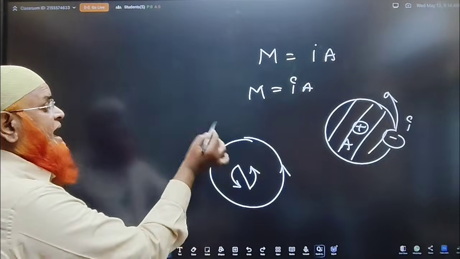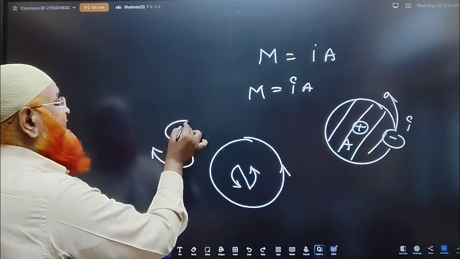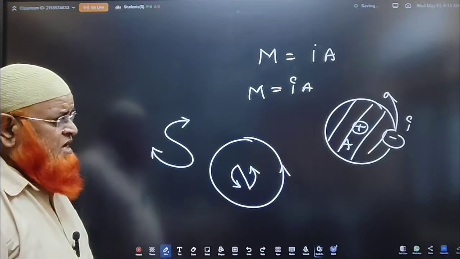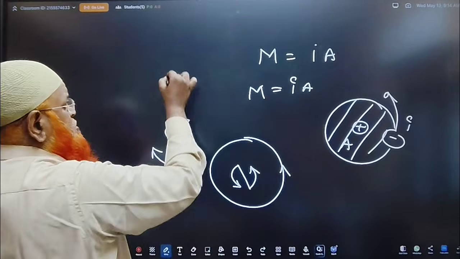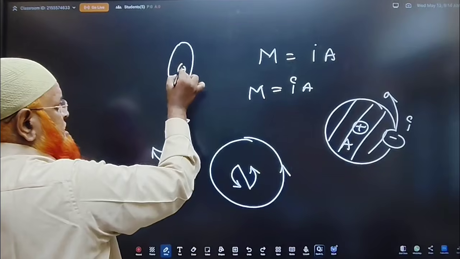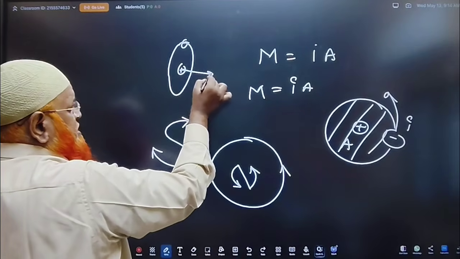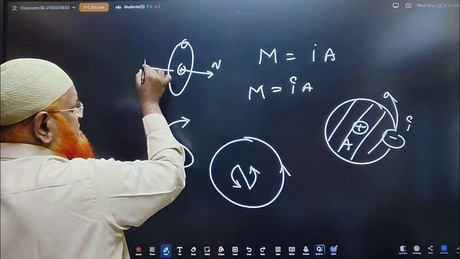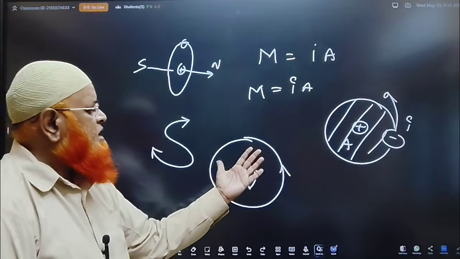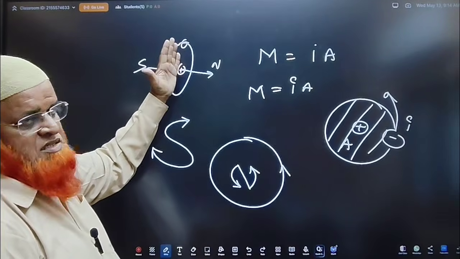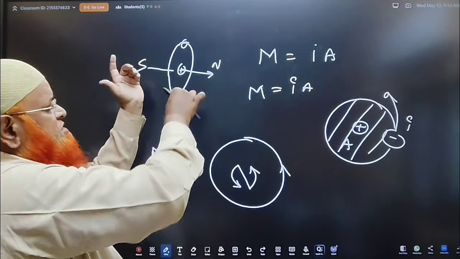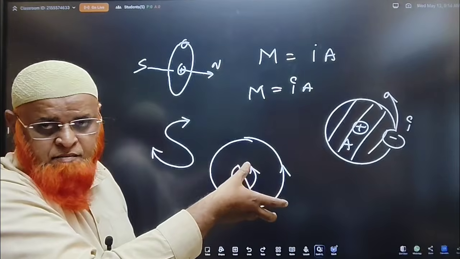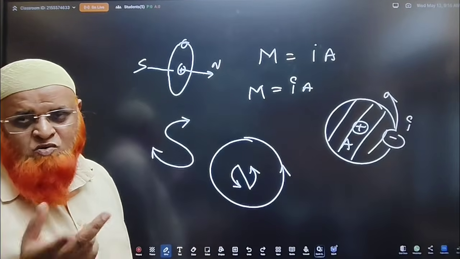నార్త్. సో బ్యాక్ పార్ట్ ఎలా ఉంటుంది? సౌత్. సౌత్ యారోస్ గీస్తే ఎట్లా ఉంటుంది? క్లాక్ వైజ్ ఉంటుంది. సో ఇప్పుడు దీని సైడ్ నుంచి చూస్తే ఇట్లా కనిపిస్తుంది, ఇలా ప్రోటాన్ ఉంది, ఇలా ఎలక్ట్రాన్ ఉంది, this is going to be north pole and this is going to be south pole. So this is north pole and that's why it is called a magnetic dipole. Dipole means two poles are there, south and north.